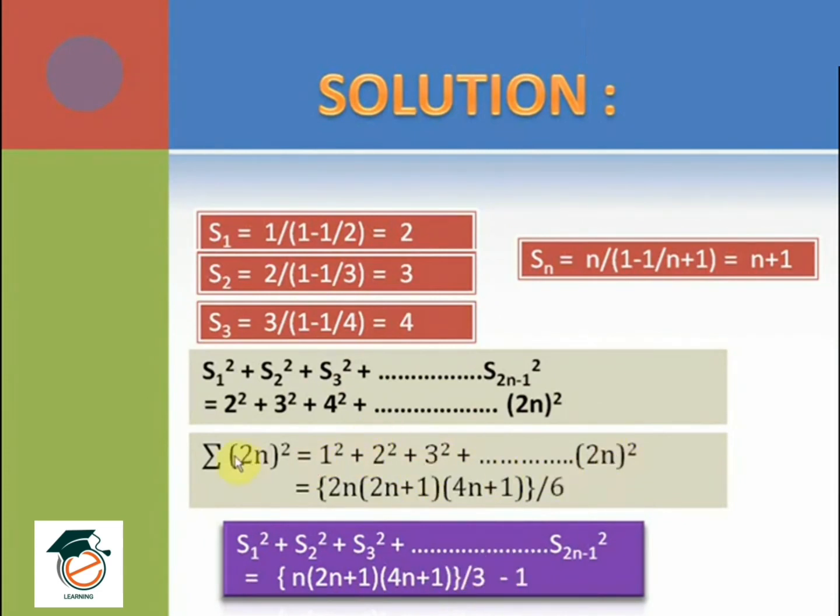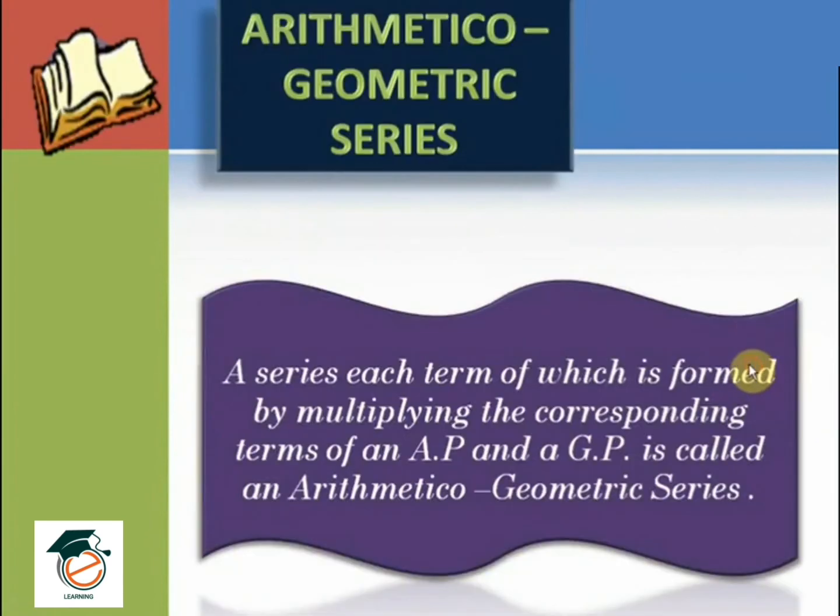Simply this would be equal to summation of 2n square minus 1, and this would be equal to this term minus 1, which is n into 2n plus 1 into 4n plus 1 whole divided by 3 minus 1. Thus the value of S1 square plus S2 square and so on up to square of S of 2n minus 1 comes out to be this value.